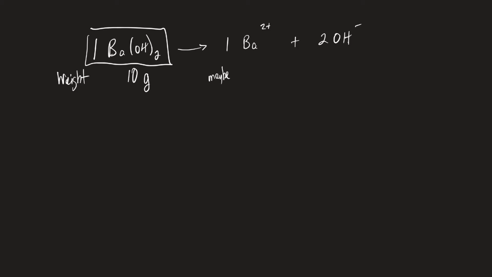And then when it dissociates, it breaks apart. So you have one barium ion and you have two hydroxide ions. Now, don't think of it as weight, because if you start with 10, then maybe you have 5 of this and you'd have 5 of that.